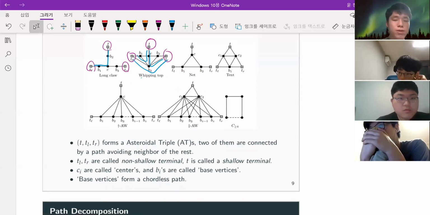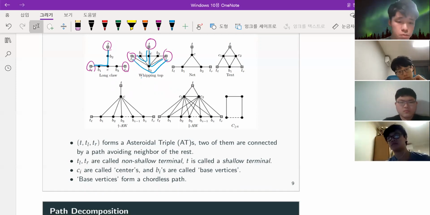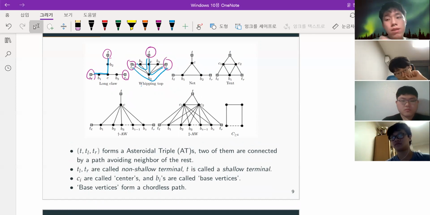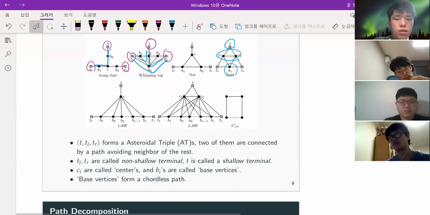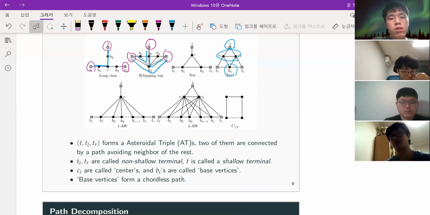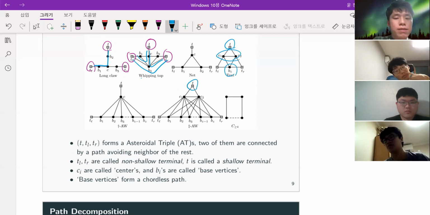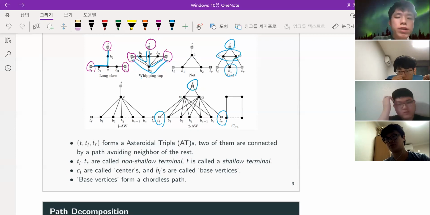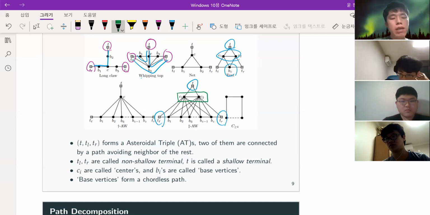So with this, we admit this as a fact. And some terminology: asteroidal triples are classified into terminals, centers, and bases. Terminals are the three vertices which exactly form the asteroidal triple, and the center is at most two vertices connected to all the other vertices, and the remaining ones are called base vertices. In the case of AW class obstructions, note that base vertices form a chordless induced path while removing the other terminals, note that the base vertices form a path.